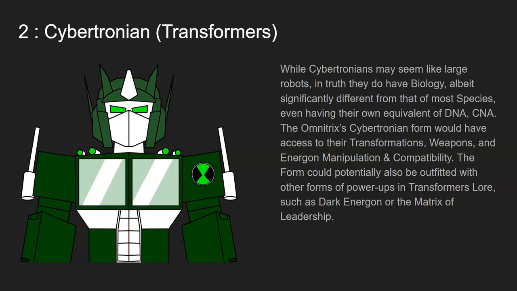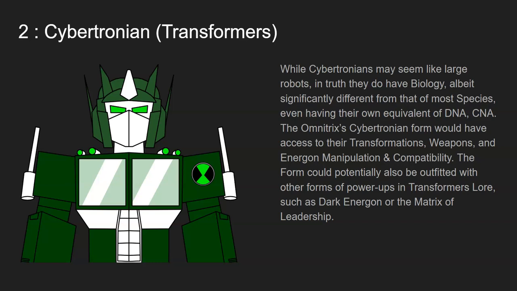The Omnitrix's Cybertronian form would have access to the obligatory transformations, the weapons, Energon manipulation, and compatibility, and the form could also potentially be outfitted with other forms of power-ups in the Transformers lore, such as Dark Energon if you're insane, or the Matrix of Leadership if you're compatible. And, there was something I was gonna say, I forgot.